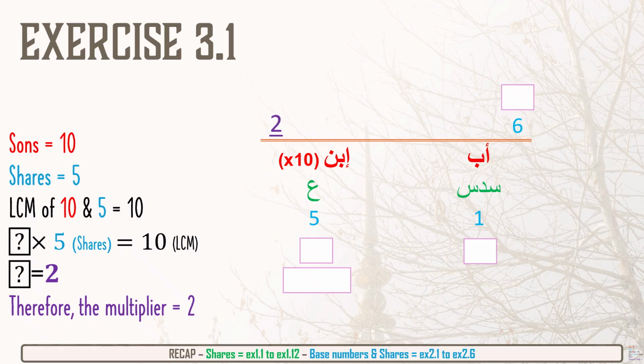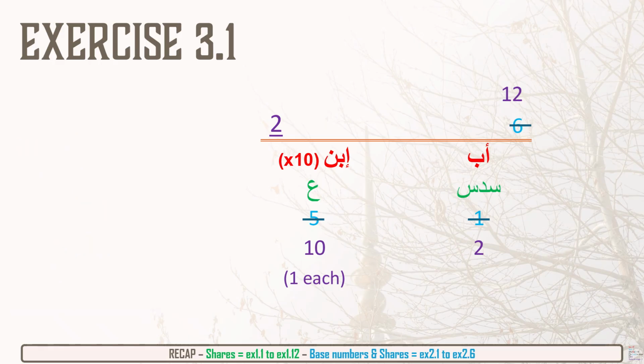So we multiply the base number, which was currently 6, by 2, and it becomes 12. We multiply the father's share, which was 1, by 2, and it becomes 2. And we multiply the 5 shares for the sons by 2, which becomes 10. And now it can be divided. If you've done this correctly, you will know that it can be divided. So now we've got 10 shares and 10 sons. You can write that they get 1 each.